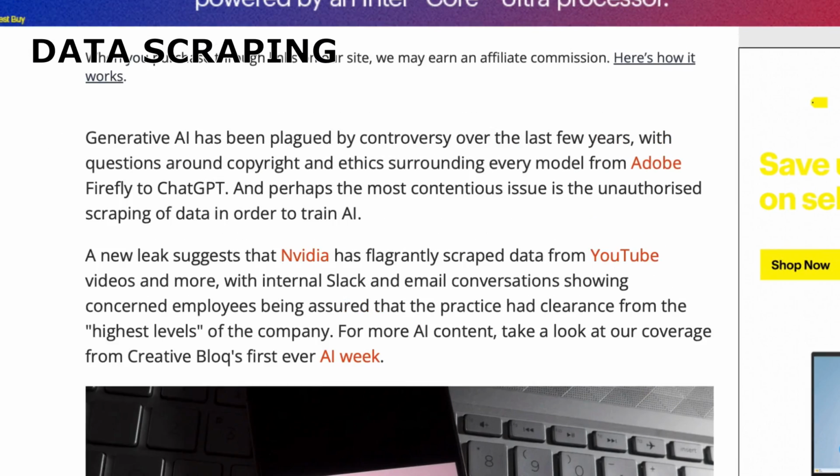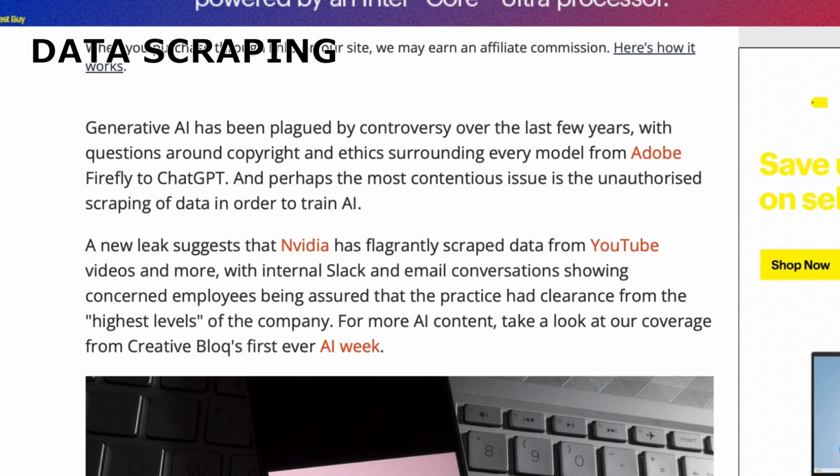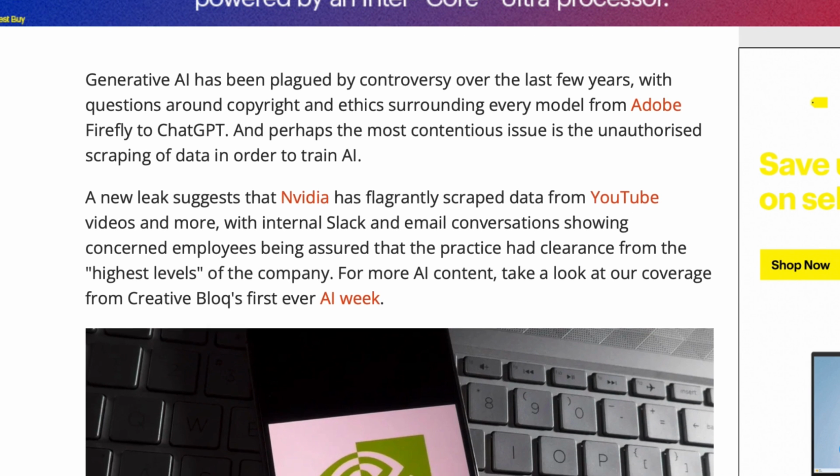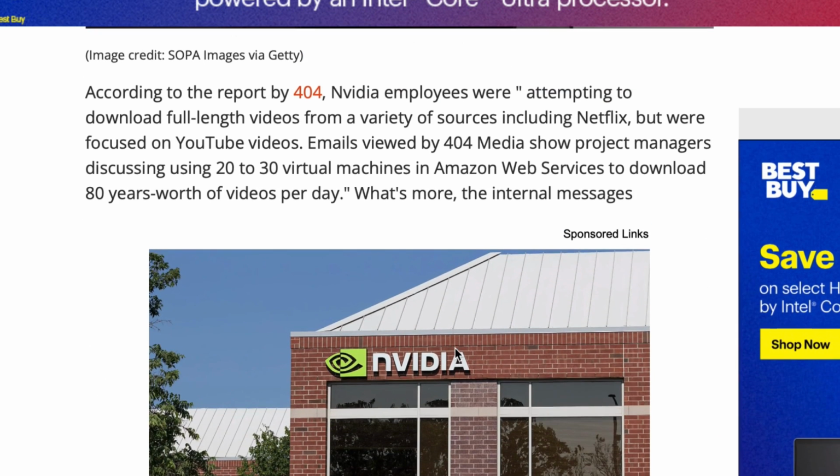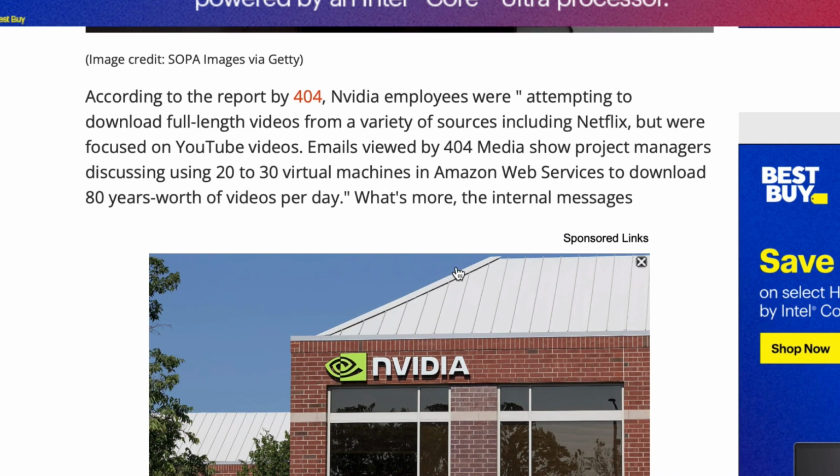NVIDIA has gotten in trouble for flagrantly scraping data from YouTube. The practice has clearance at the highest levels of the company. They are scraping up to 80 years worth of videos per day.